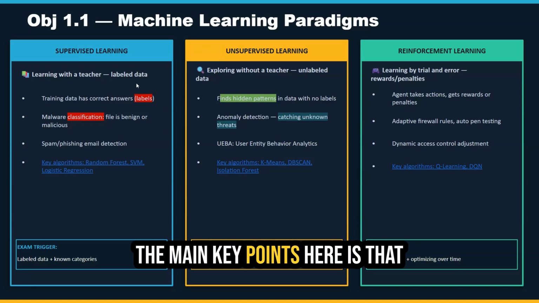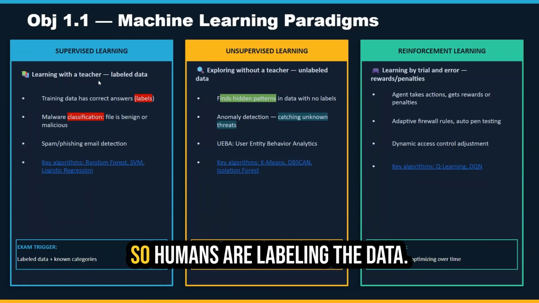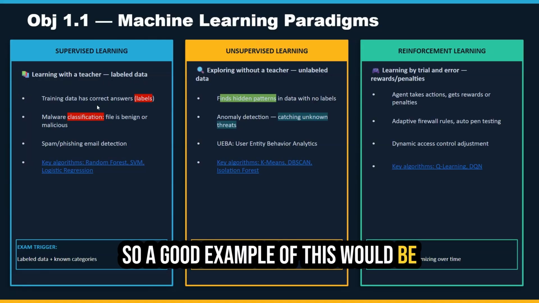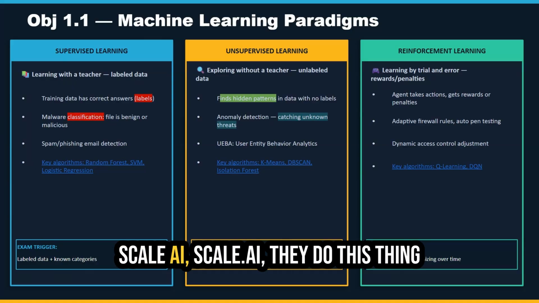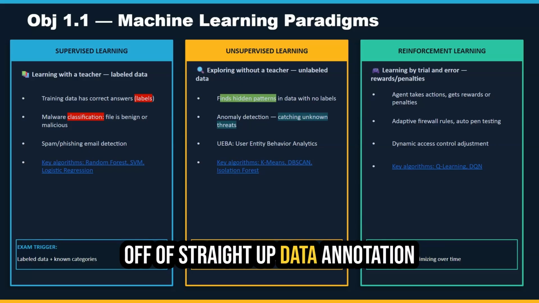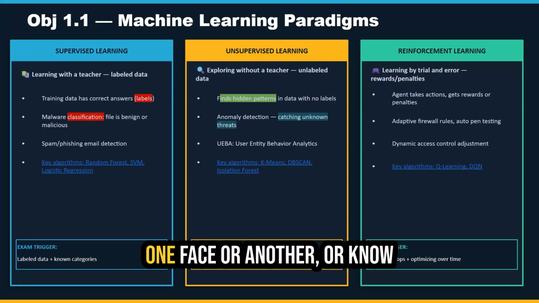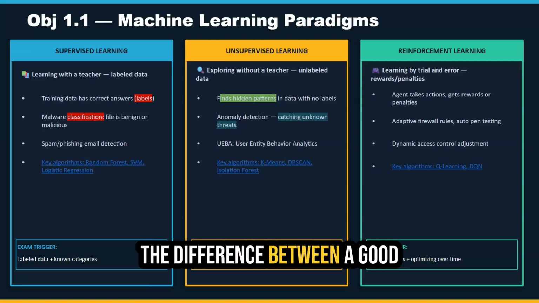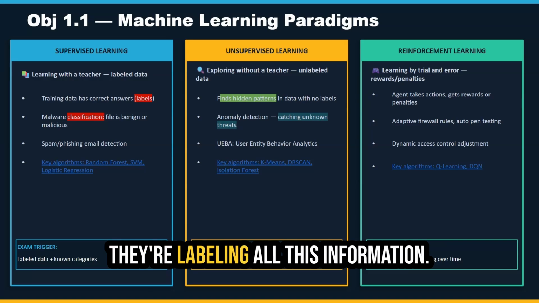The main key point here is that the data is labeled. It's learning with a teacher. So humans are labeling the data. A good example of this would be if you've ever seen data annotation, scale.ai. They're making billions of dollars off of straight up data annotation, where they're teaching AI to know the difference between one face or another, or the difference between a good sentence and a bad sentence, or a good prompt and a bad prompt. They're labeling all this information.